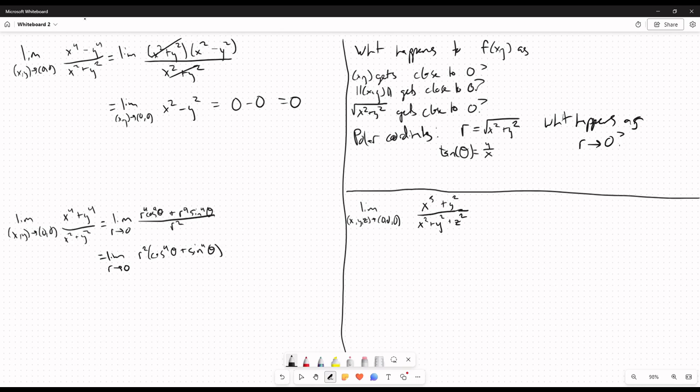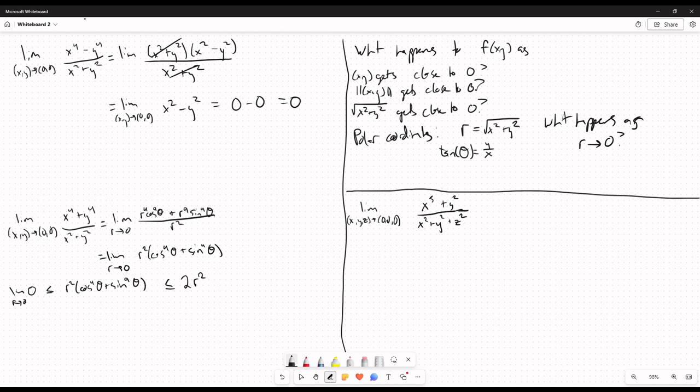And I don't know what cosine to the fourth theta and sine to the fourth theta are. Theta could be anything. But what I do know is that 0 is less than r squared times cosine to the fourth theta plus sine to the fourth theta, which is less than, I should put a less than or equal to, which is less than or equal to at least 2r squared, because each of these things can only be at most 1.